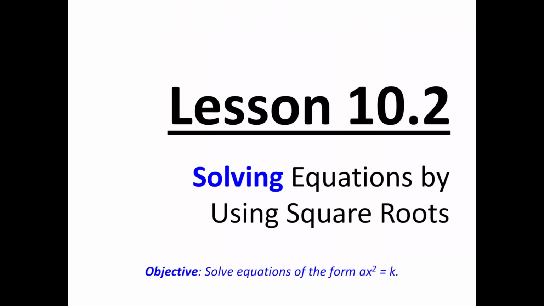If you take a look at the schedule that I posted in Google Classroom, we are actually doing lesson 10.1 day 1, then lesson 10.2, which is today's lesson, and then the next lesson we go back to 10.1 day 2. The content just worked out best that way, so that's why we do 10.1, jump to 10.2, and then go back to 10.1. So let's take a look here at 10.2, which is focused on solving equations by using square roots.